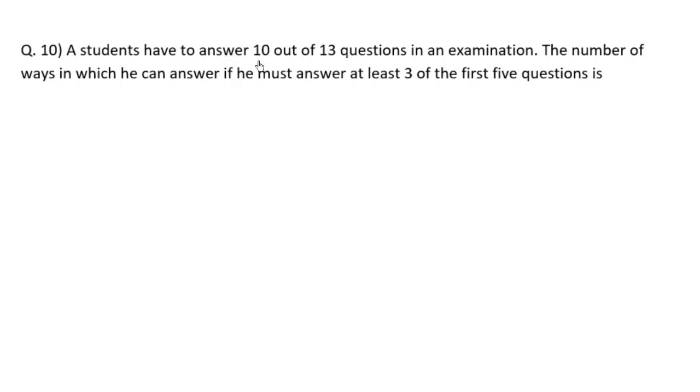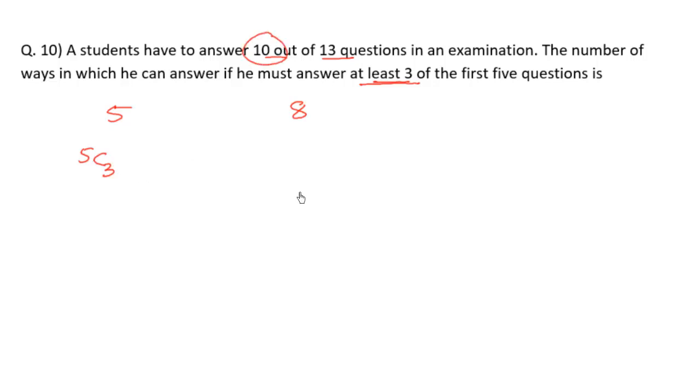Now in this question, it says that a student has to answer 10 out of 13 questions in an examination. The number of ways in which he can answer it such that he must answer at least 3 of the first 5 questions. So if we can divide the question paper in a set of 5 questions and the rest of the 8 questions, then from the 5 he has to choose at least 3. That means he can choose more than 3 also. So if he chooses 3 from the first 5, then the number of ways is 5C3, right?